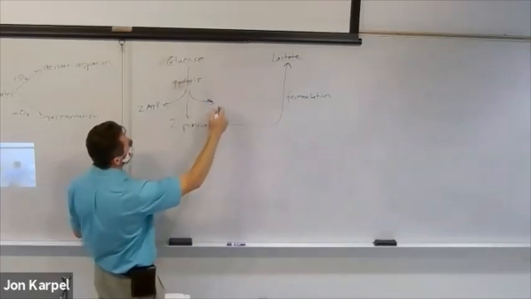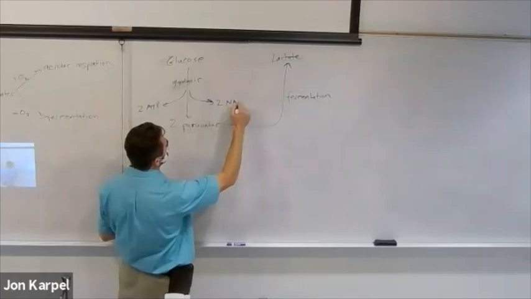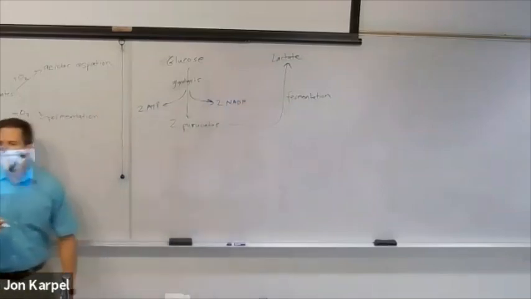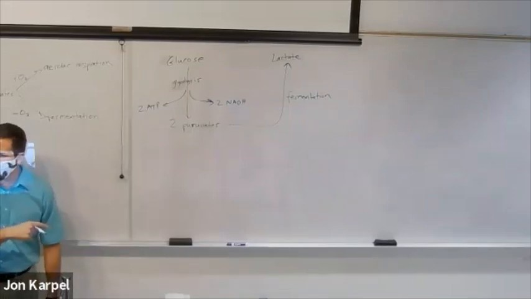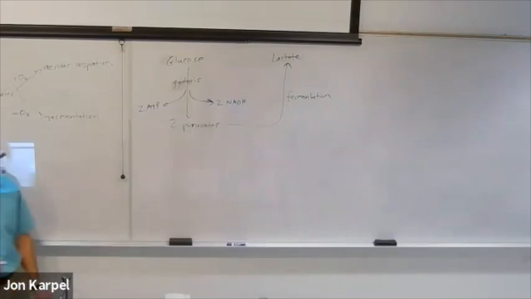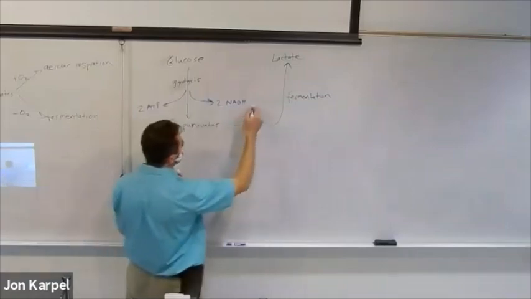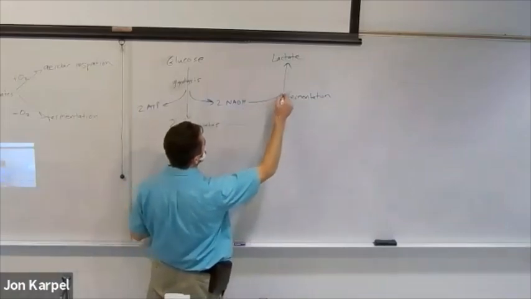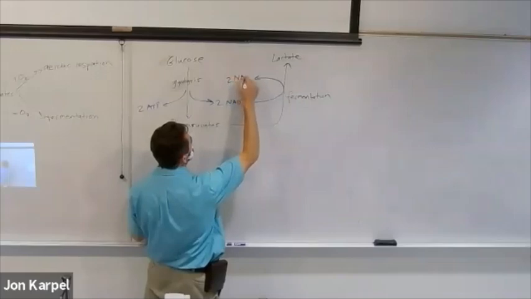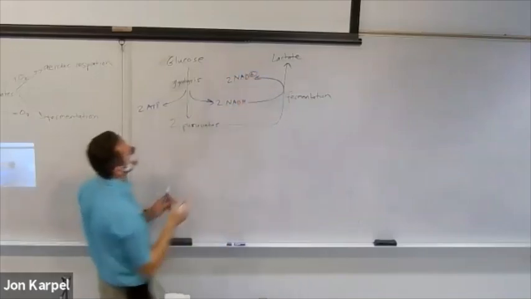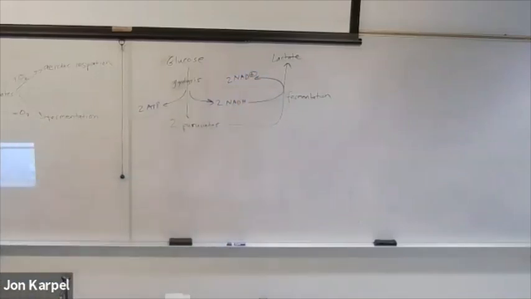From glycolysis, we make 2 NADH, don't we? Which normally would be used in aerobic respiration. But this is not aerobic. Remember, fermentation is an alternative pathway. What fermentation does is it uses that NADH and produces NAD+. So it actually is using energy, isn't it? NADH is energy, and fermentation uses it. It doesn't actually produce energy.